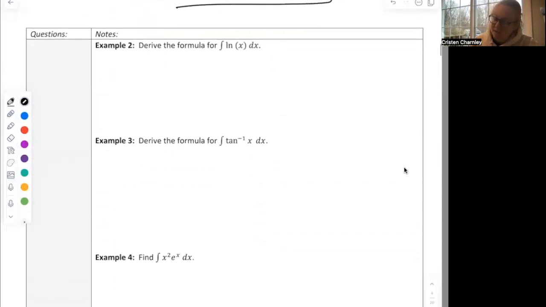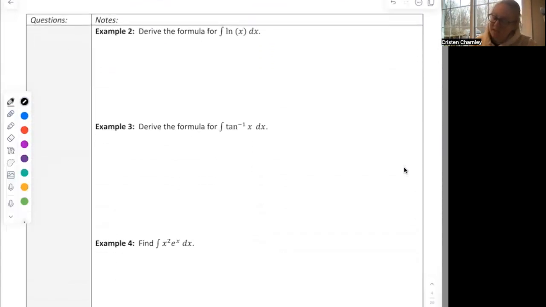All right, derive the formula for the integral of natural log of x dx. So the first thing you want to ask yourself is, do I already have an antiderivative for this? Is natural log of x the answer to anything? The answer is no, it's not. So we are going to use integration by parts. So my formula is uv minus the integral of v du.